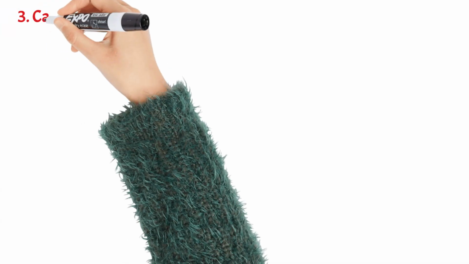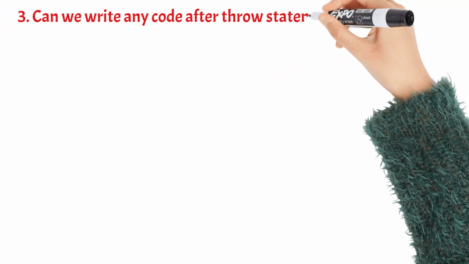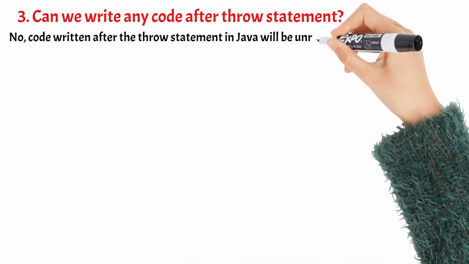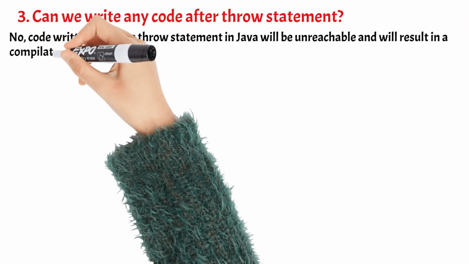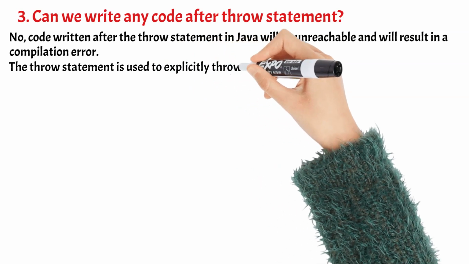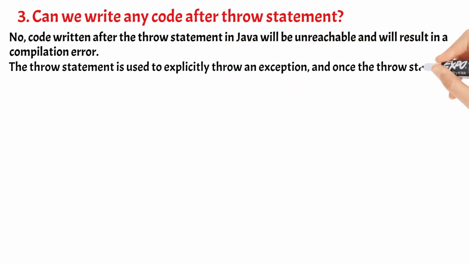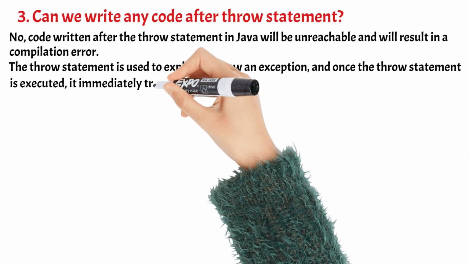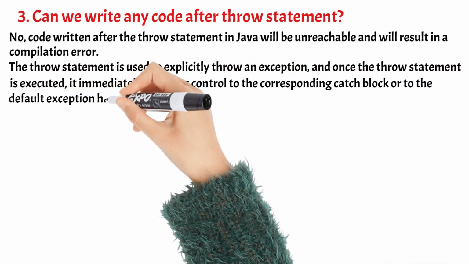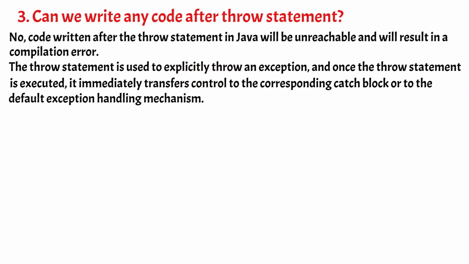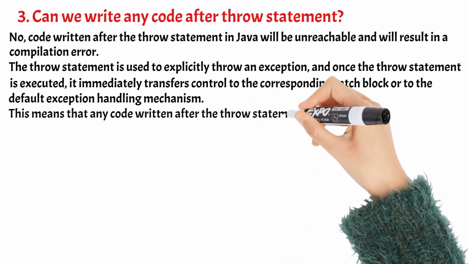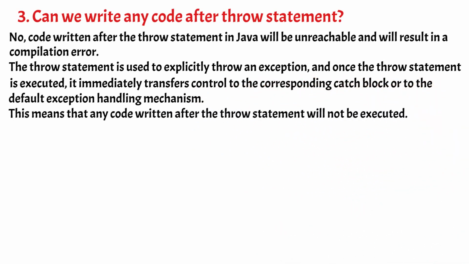3. Can we write any code after throw statement? No, code written after the throw statement in Java will be unreachable and will result in a compilation error. The throw statement is used to explicitly throw an exception, and once the throw statement is executed, it immediately transfers control to the corresponding catch block or to the default exception handling mechanism. This means that any code written after the throw statement will not be executed.